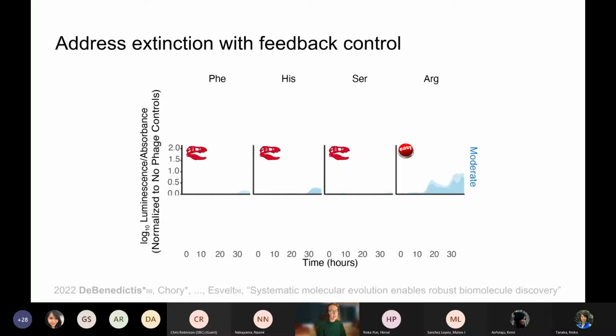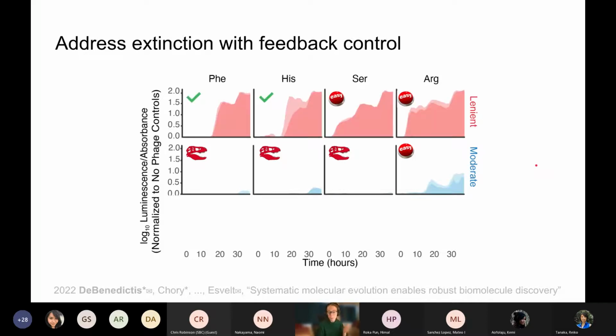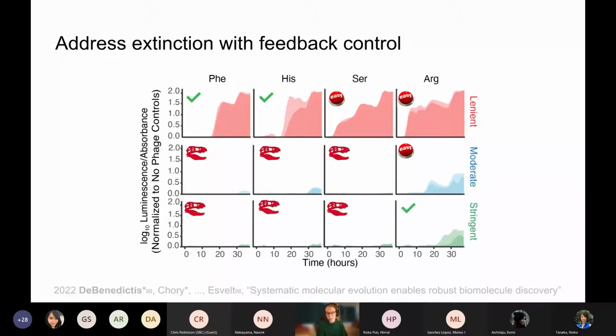And indeed, in order to succeed in evolving these biomolecules, in some cases, you have to make the environment more lenient, in which case you're successful at evolving the biomolecules that have very, very little initial activity. Or in other cases, you have to make the environment more challenging, in which case you can succeed in evolving the biomolecule that has the most initial activity. But altogether, it's obviously very difficult to get the environment right.